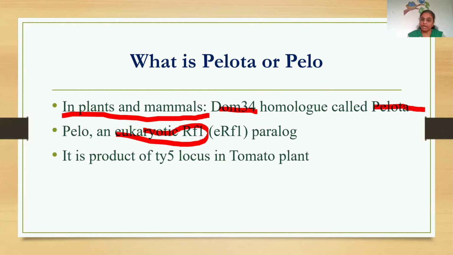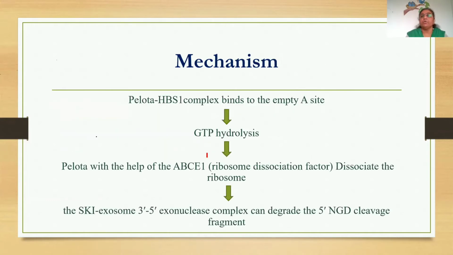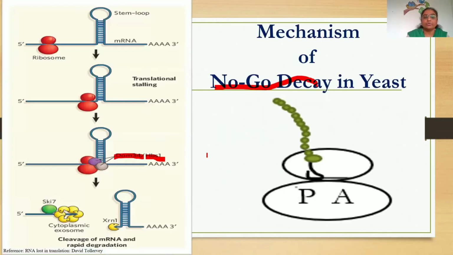In plants, it is observed that Pelota is a product of the ty5 locus. Like Dom34, it works in no-go decay in plants and animals. Now, what is the mechanism? How does Pelota get involved in the no-go decay pathway? We just saw it in yeast, and in the same way it works here.